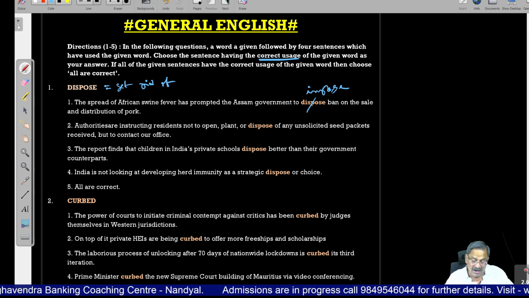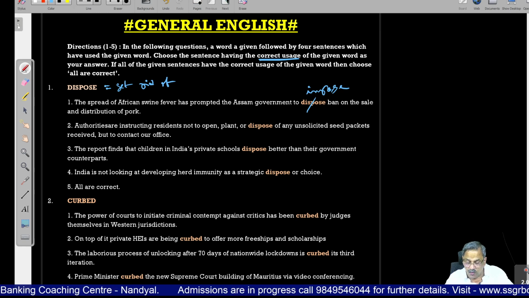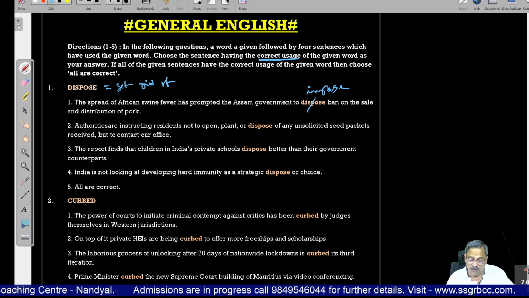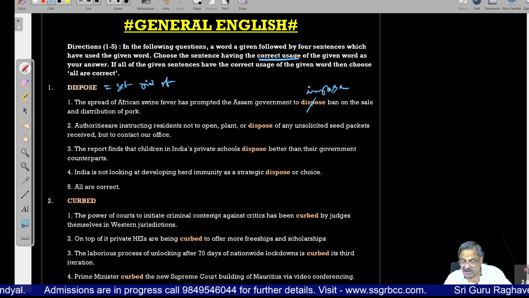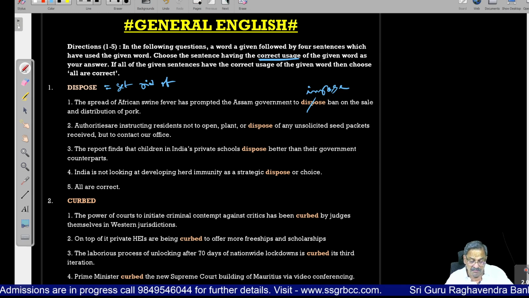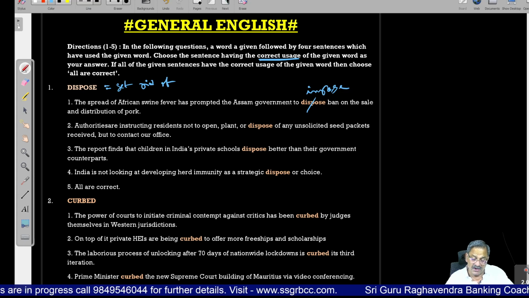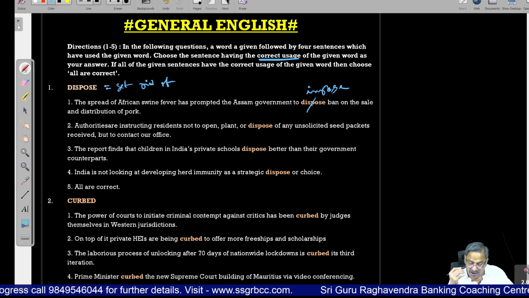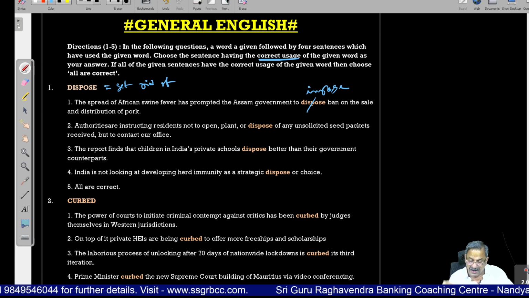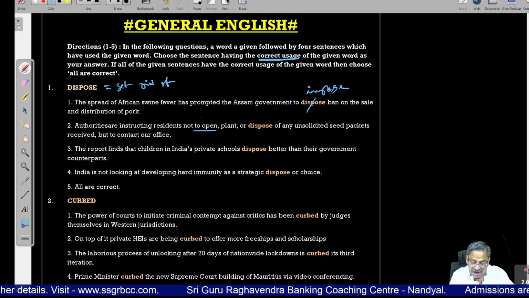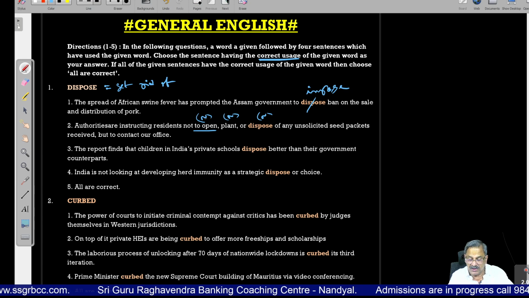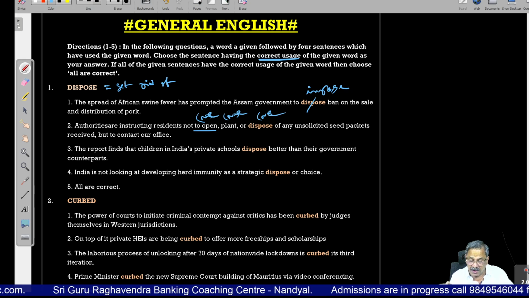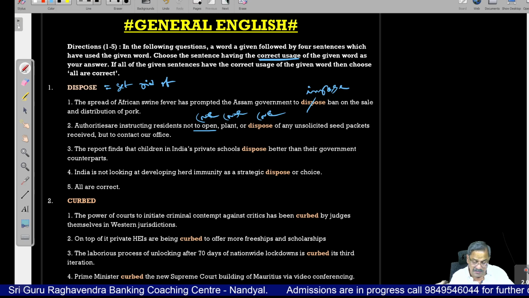Authorities are instructing residents not to open, plant or dispose of any unsolicited seed packets received, but to contact our line. Not to open, not to plant, nor dispose of. So all are negative: not to open, negative, not to plant, negative, or dispose, negative. So the second one is absolutely correct.